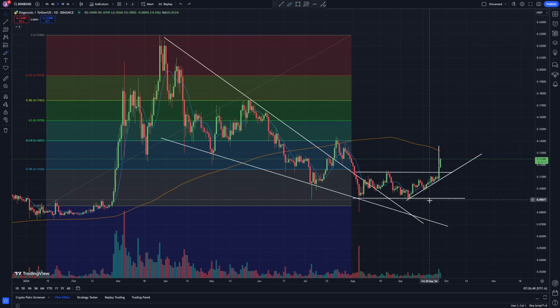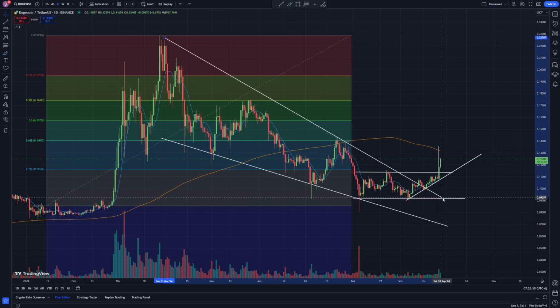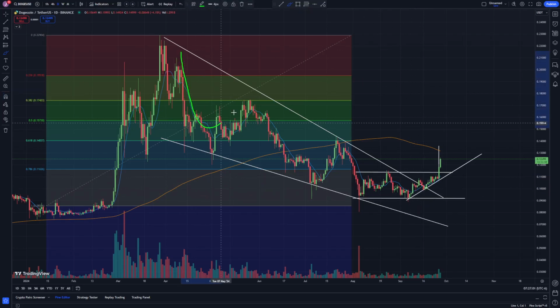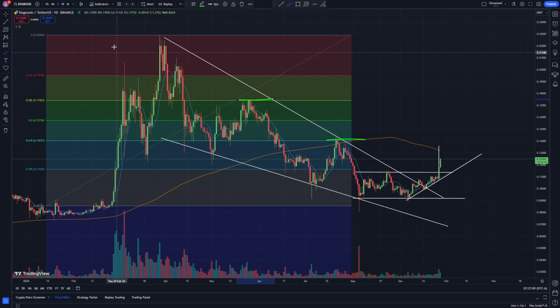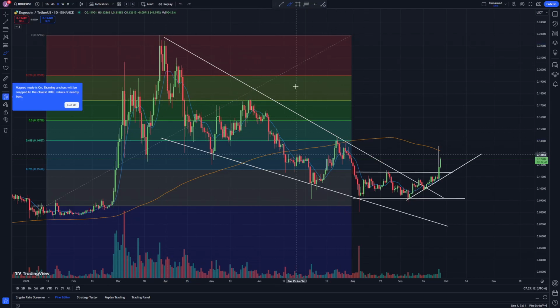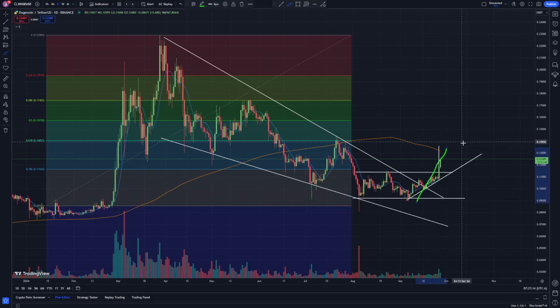So now I'm looking, I changed the line to something like this, with this resistance and this resistance. And we broke that resistance right here, going to the upside in a falling wedge pattern. Once we break that top line, then we could start targeting the previous resistances. This would be the first target, this would be the second one, and this would be the third one, depending on if we could keep the momentum going to the upside.